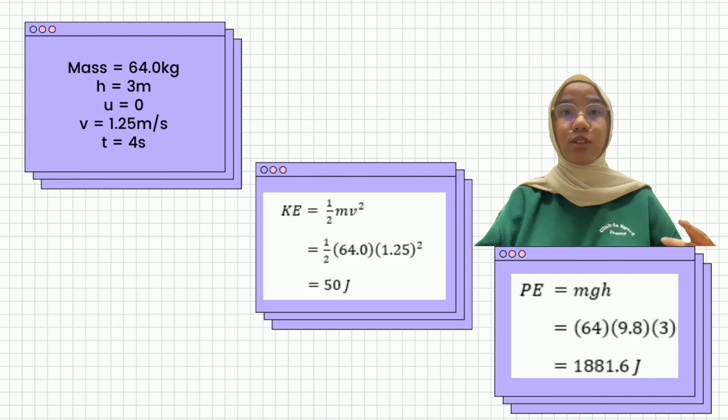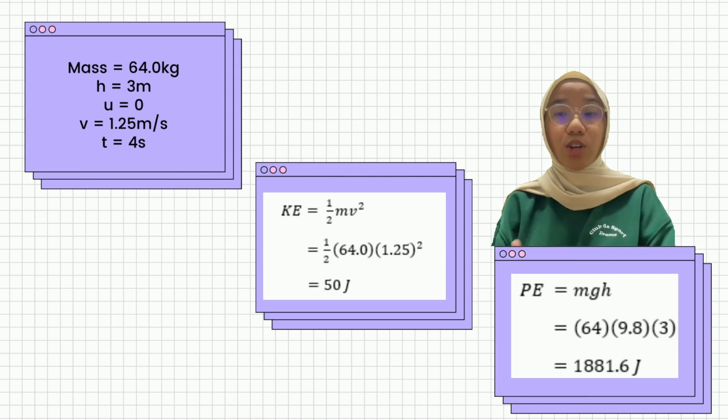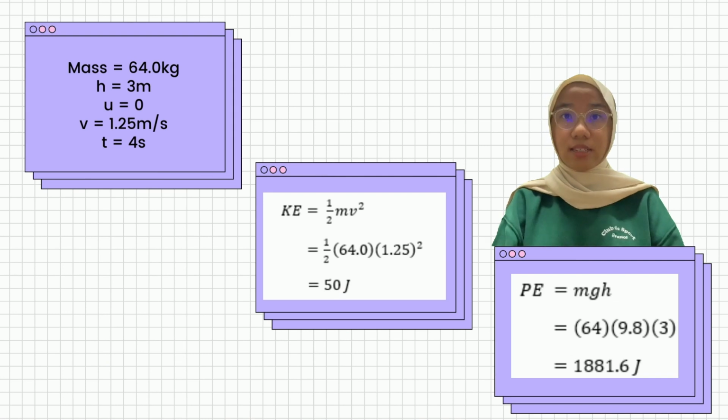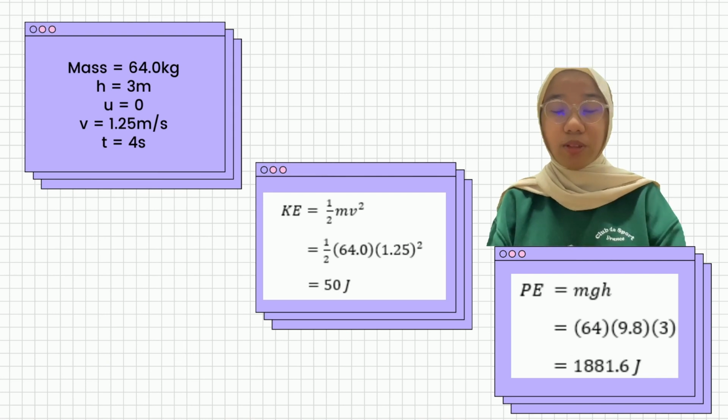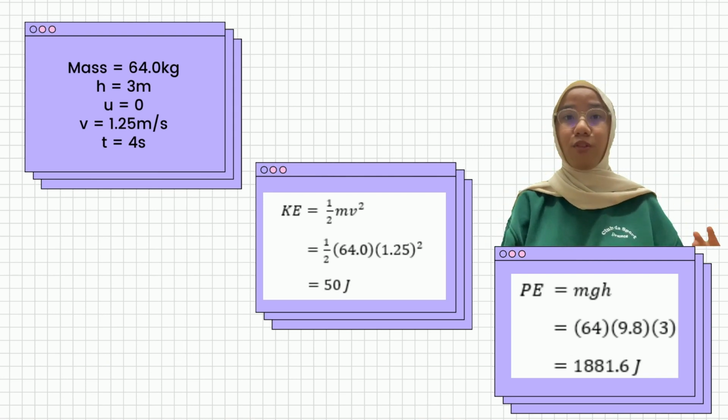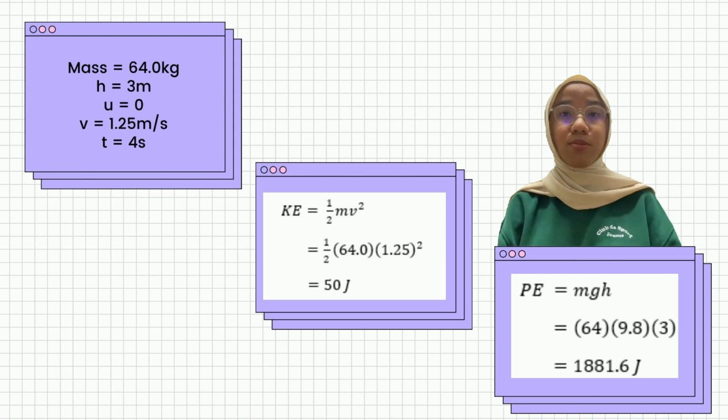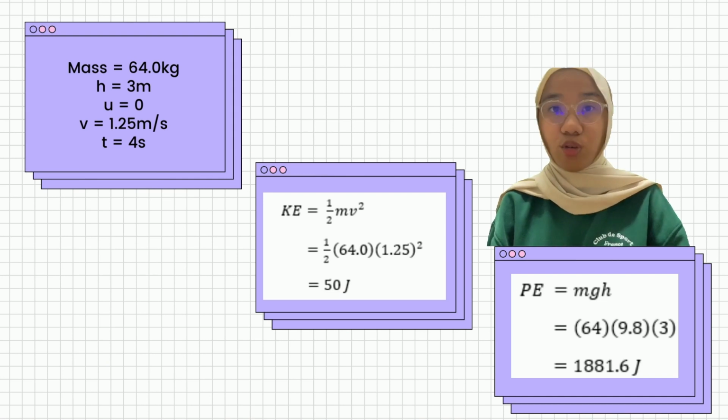First, we have to calculate kinetic energy. The formula of the kinetic energy is 1 over 2 mv squared. Just substitute from the list that we have listed out before, which is 1 over 2 times mass, which is 64, times v, which is 1.25 squared. When you calculate, you will get 50 joules.